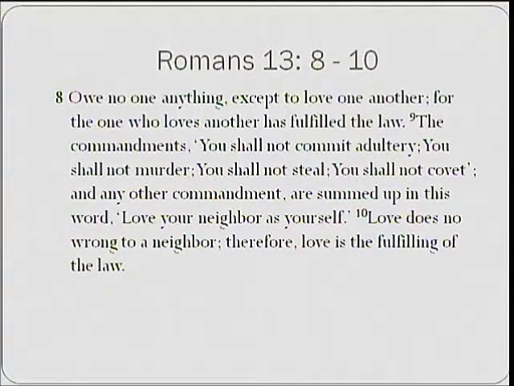Owe no one anything except to love one another, for the one who loves another has fulfilled the law. The commandments: you shall not commit adultery, you shall not murder, you shall not steal, you shall not covet, and any other commandment are summed up in this word: love your neighbor as yourself. Love does no wrong to a neighbor, therefore love is the fulfilling of the law.